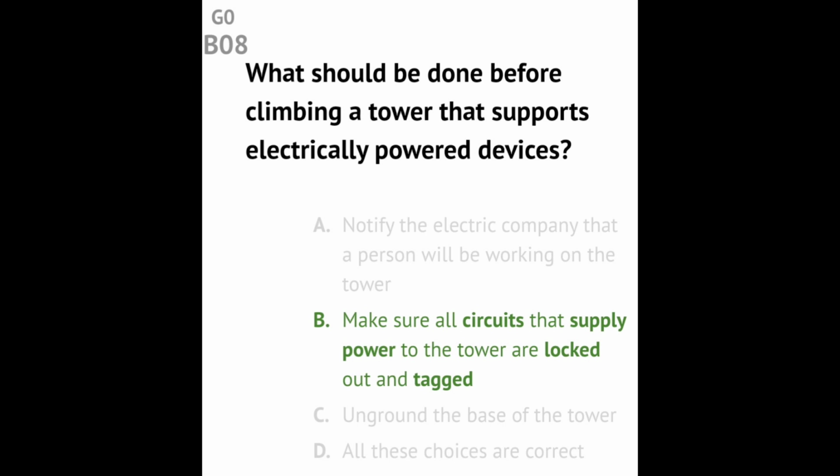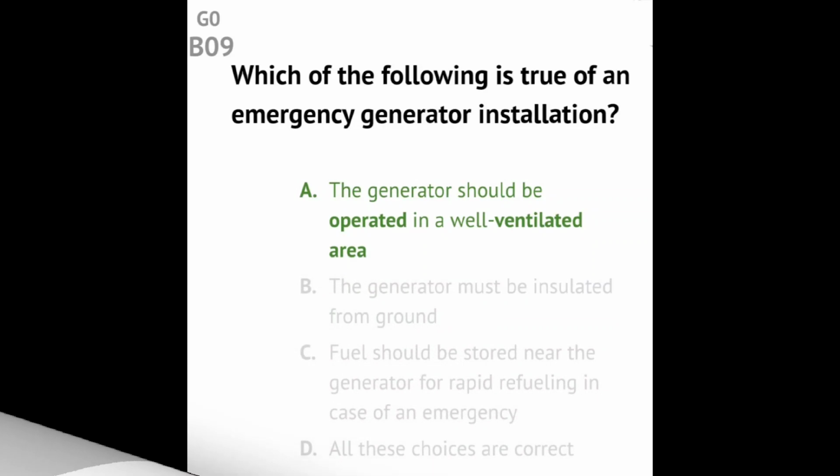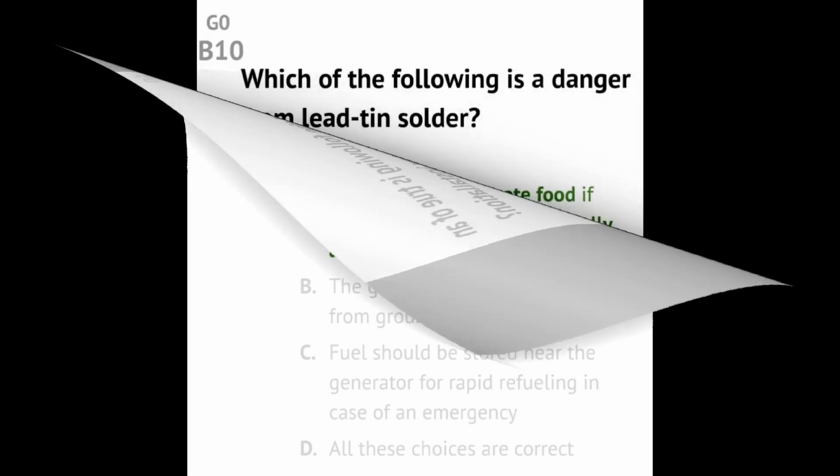Question G0B08. What should be done before climbing a tower that supports electrically powered devices? Answer: make sure all circuits that supply power to the tower are locked out and tagged. Question G0B09. Which of the following is true of an emergency generator installation? Answer: the generator should be operated in a well-ventilated area.